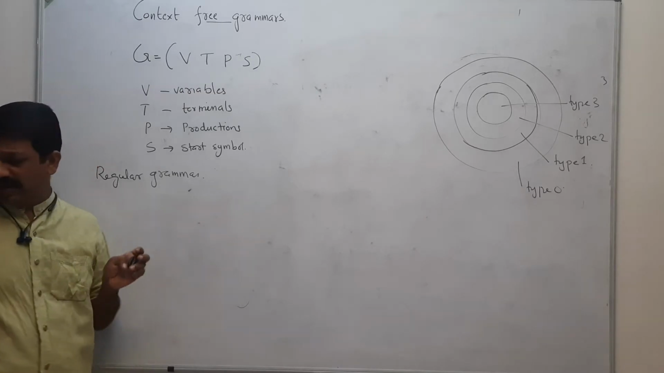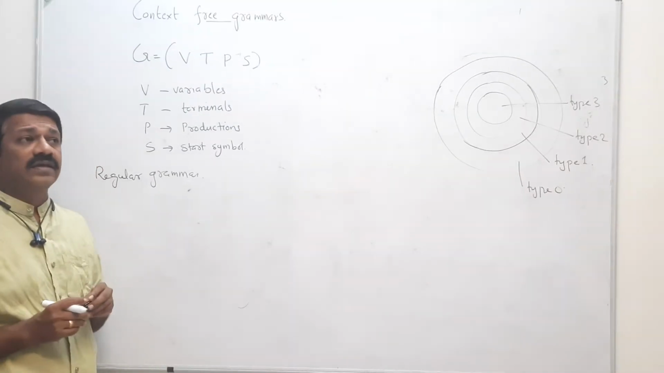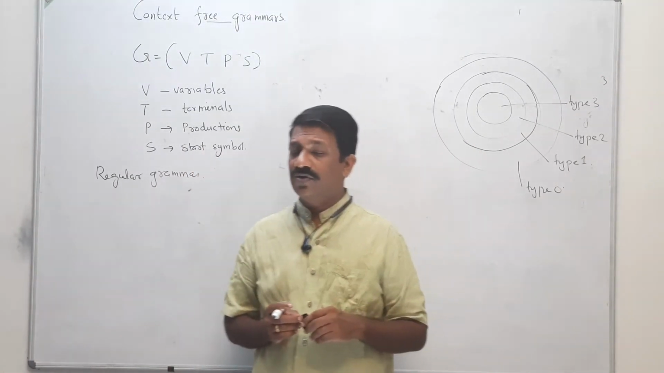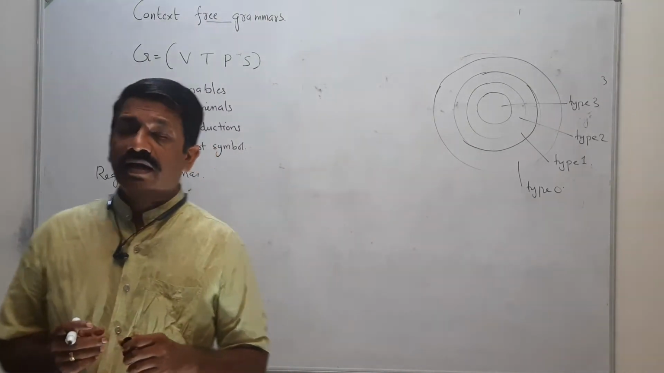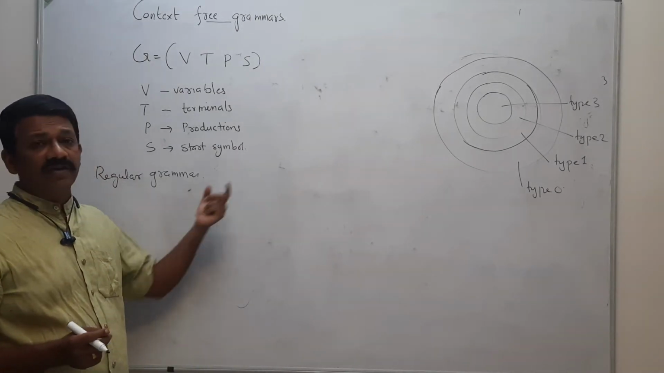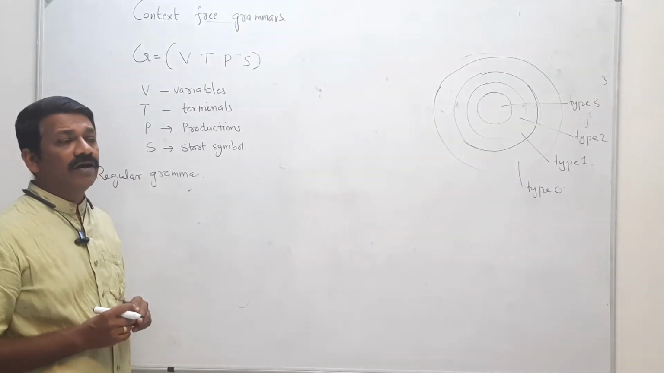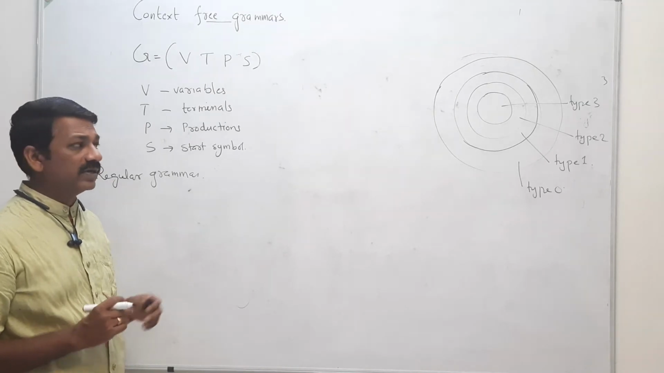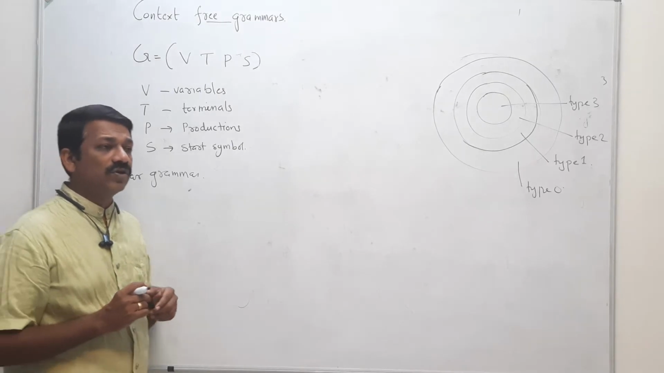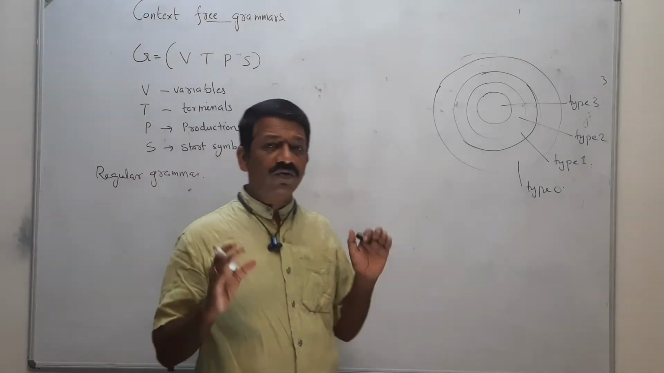And if you have a regular grammar, then you can easily draw the transition diagram for a finite state automaton, and a regular language is accepted by a finite state automaton. Now we discuss the push down automaton. Certain languages cannot be accepted by a finite state automaton, so we are going for the push down automaton.